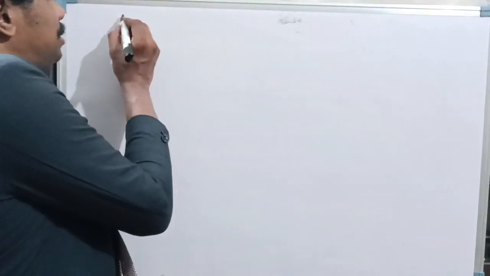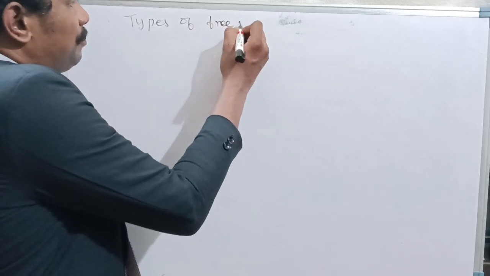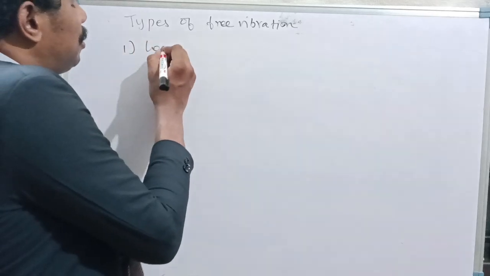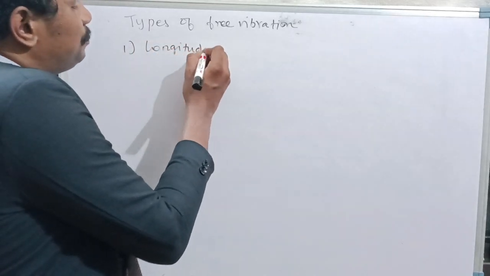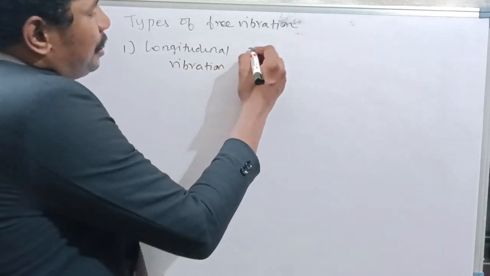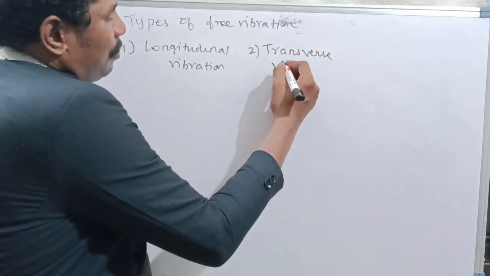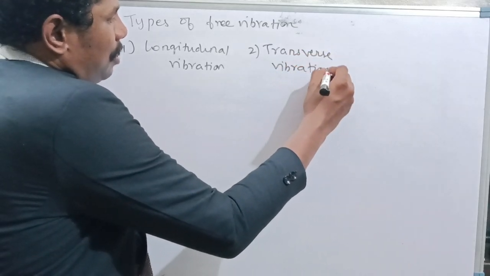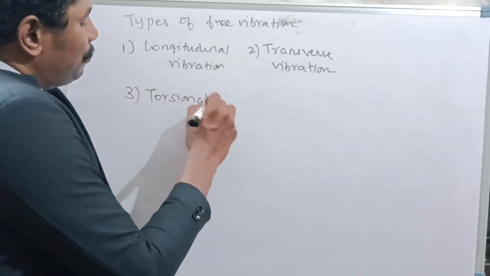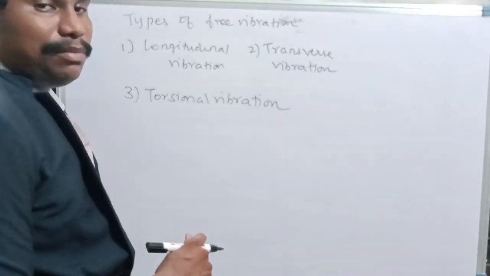Next we are going to discuss types of free vibration. First one is longitudinal vibration. Second one is transverse vibration. And third one is torsional vibration. So these are the three different types of free vibration.